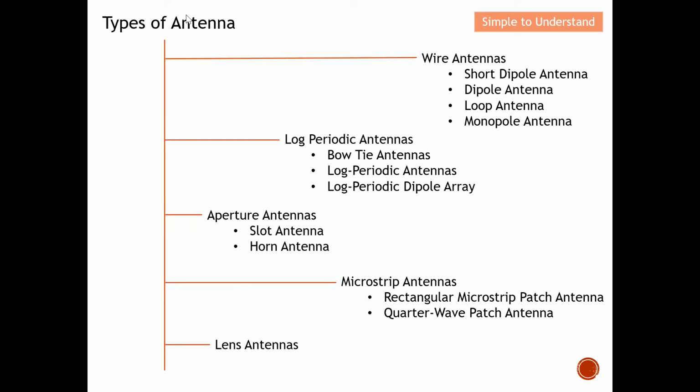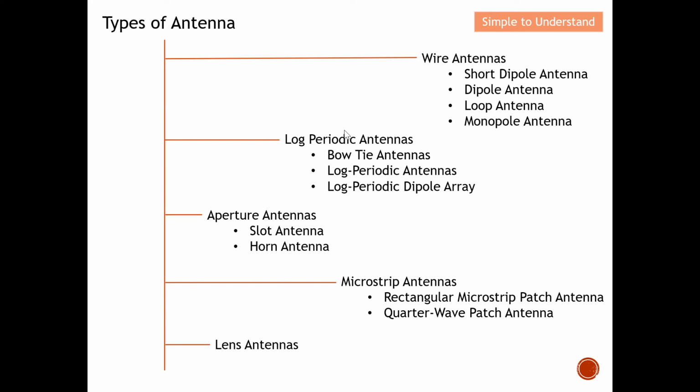Like I mentioned earlier, in this video I try to cover as much as possible on all the different types of antenna. I will concentrate on wire antenna, log periodic antenna, aperture antenna, microstrip antenna, and also lens antenna. Inside wire antenna, you can see that we have short dipole antenna and dipole antenna. Later on, I'm going to explain the key difference between these two, short dipole antenna and dipole antenna. We also have loop antenna under wire antenna and also monopole antenna.